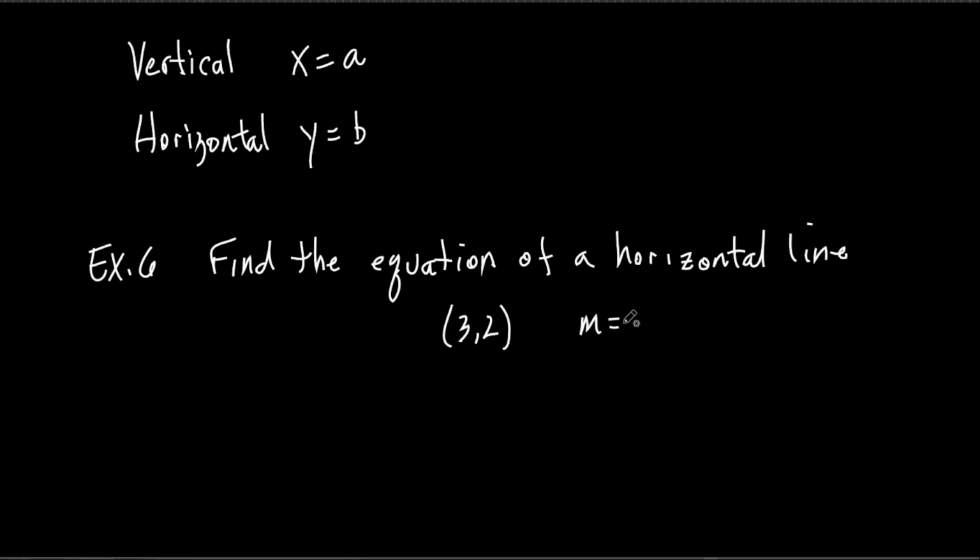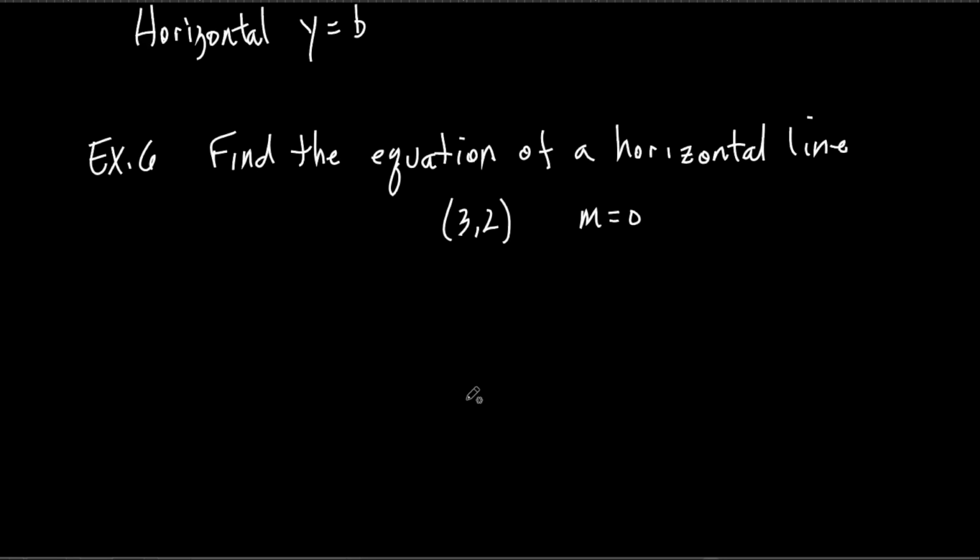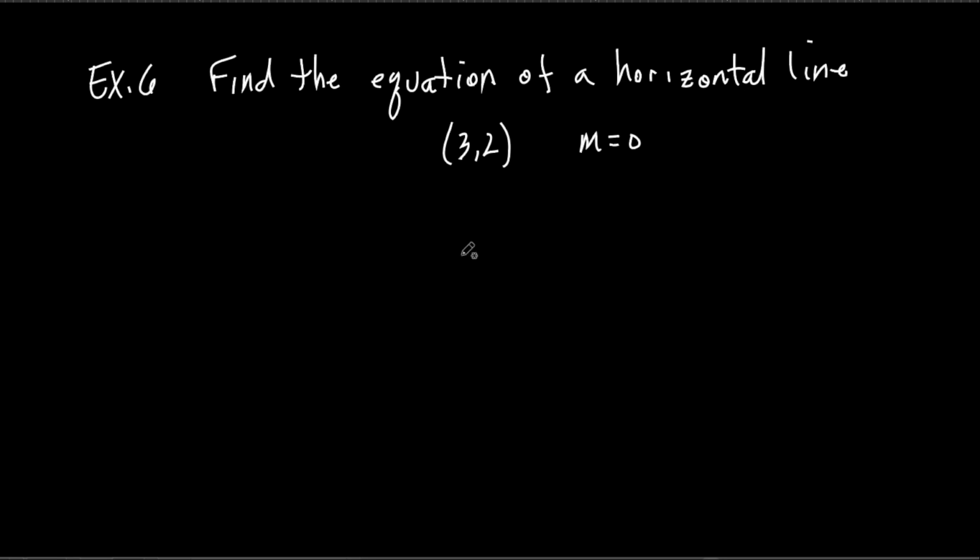The slope is 0. So when they give you a point and they give you a slope, what do you think the best formula for an equation of a line is going to be? We just talked about it. Point-slope form. Very good. Okay, seeing if you're awake. All right, so we're going to use the point-slope form.